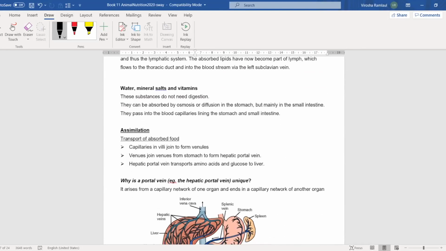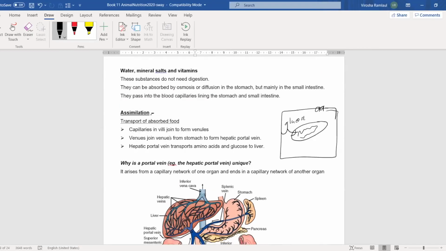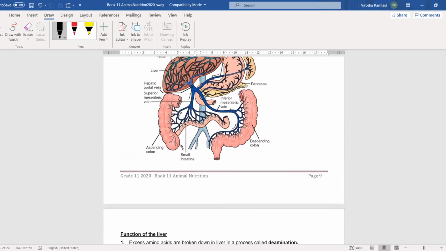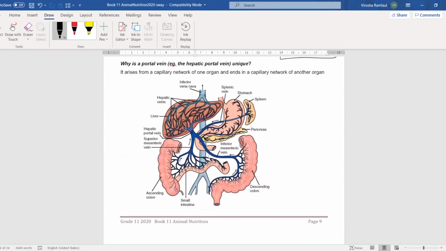assimilation. Now, if I draw my cell, and if I draw my mitochondria here, when that glucose is absorbed and used by cellular respiration, when those amino acids are used in the cell membrane, that is called assimilation. So when the digested nutrients are used and become part of the cell, that is called assimilation. Now, we have to know about this circulation, which is important for the transport of digested food.